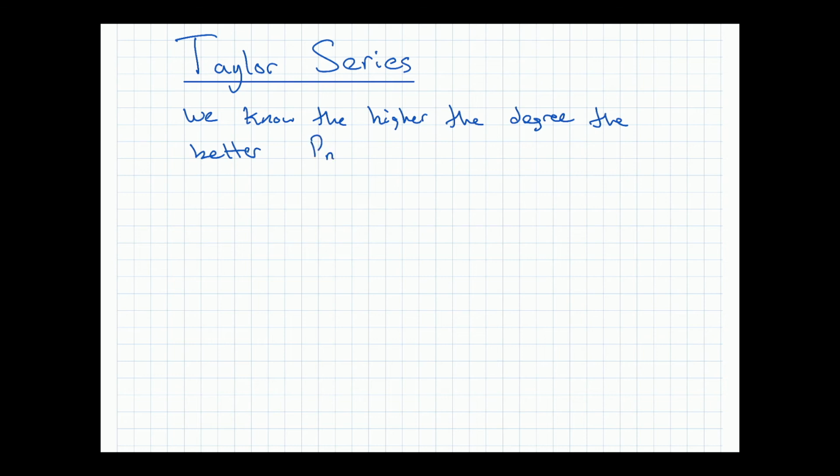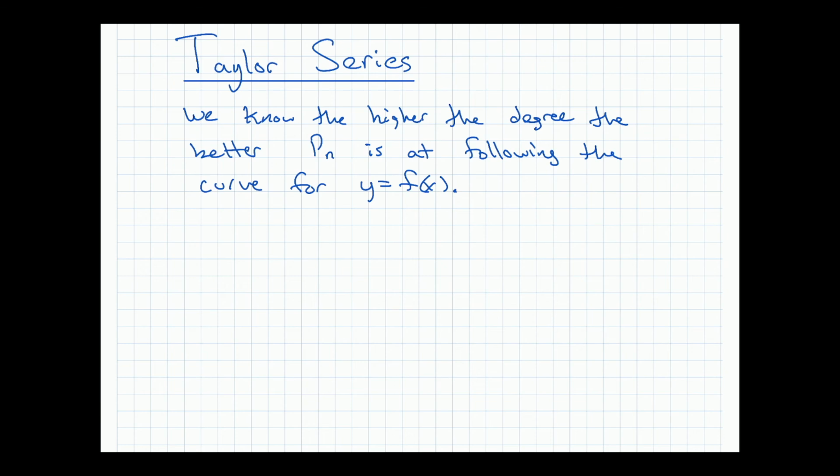Pn is at following the curve for y equals f of x, right? We saw that. Increase the n, you get a better approximation. So the idea with the Taylor series is let's just go forever. So let's do an infinite degree Taylor polynomial. Just keep going and don't stop. That's what a Taylor series is.